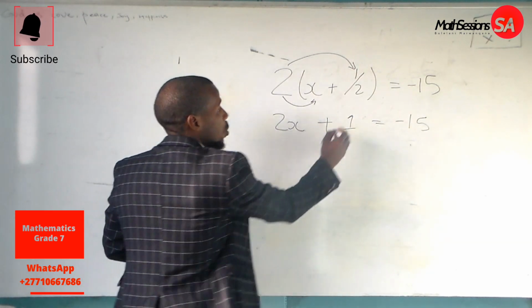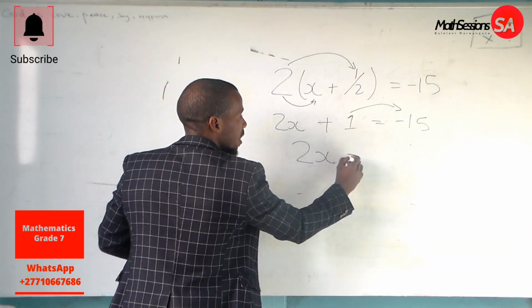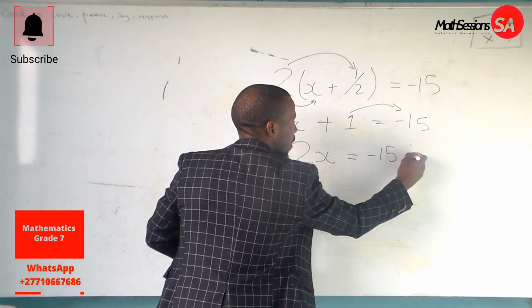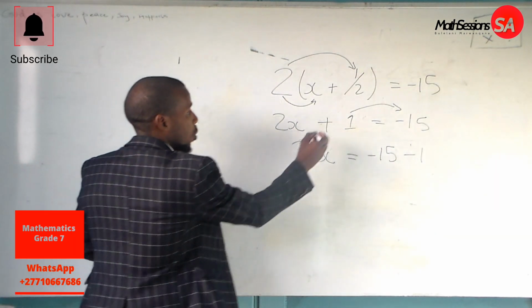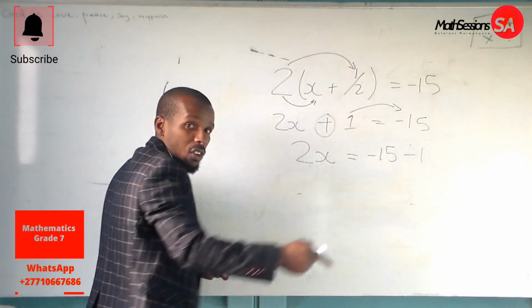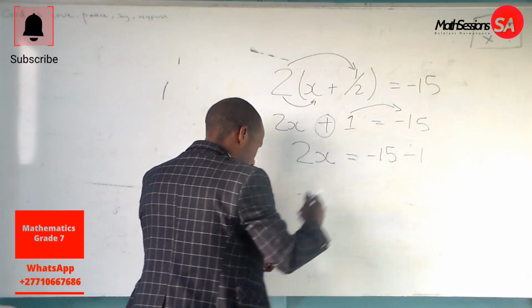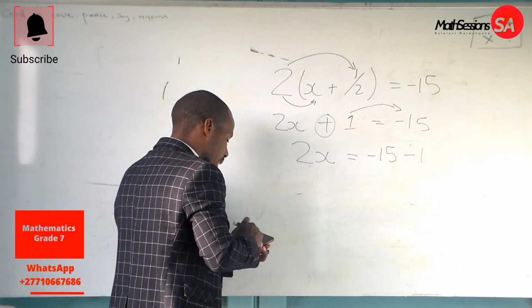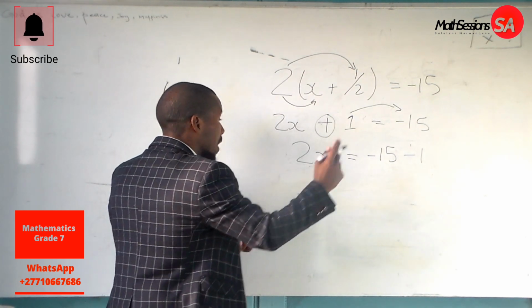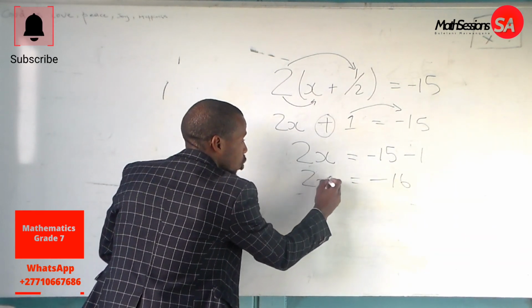What else should we do here? We take the 1 to the other side of the equal sign, so we are left with 2x on this side, and the 1 goes to that side and changes its sign. It's going to be equal to negative 15 minus 1, because on this side it was positive, and the rule says whatever you take to the other side of the equal sign must change its sign. So negative 15 minus 1 should give us negative 16. Yes, it should give us negative 16. So we have negative 16 on this side, and 2x on this side.